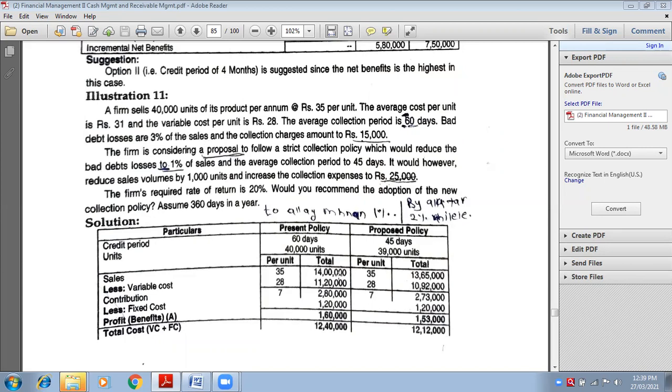Yes, ma'am. Okay. So now sales minus variable cost will give you contribution. Tell me the first contribution. The first contribution will be 2,80,000. Very good. Second contribution will be?